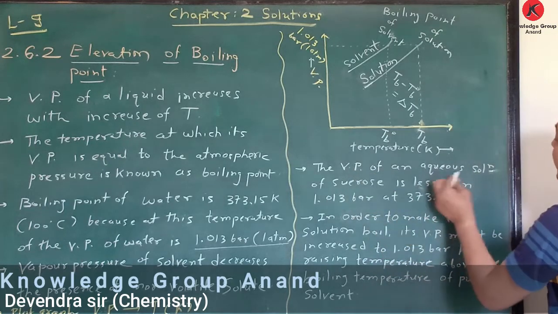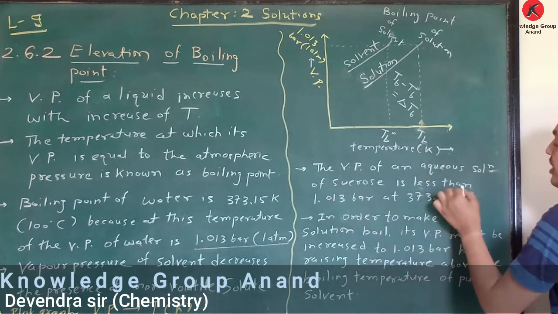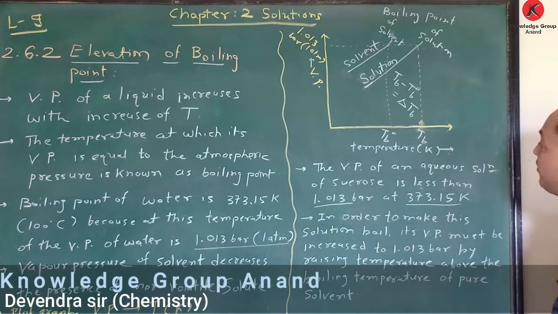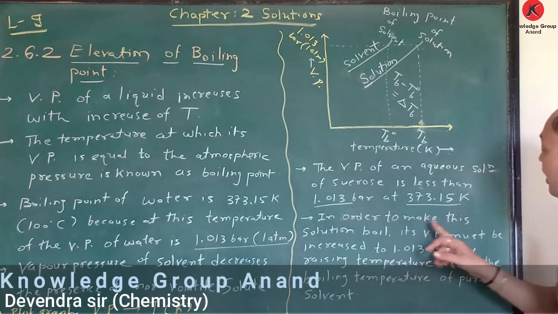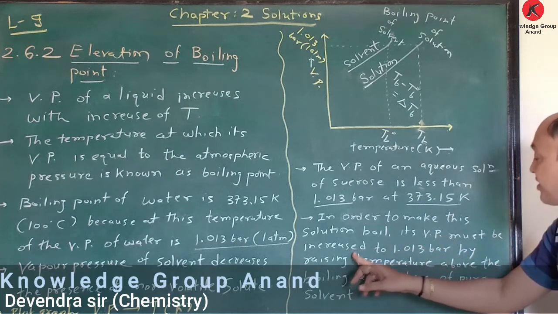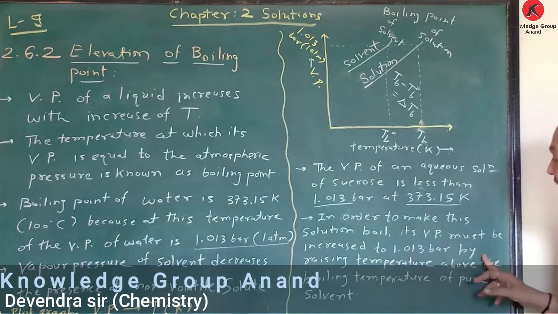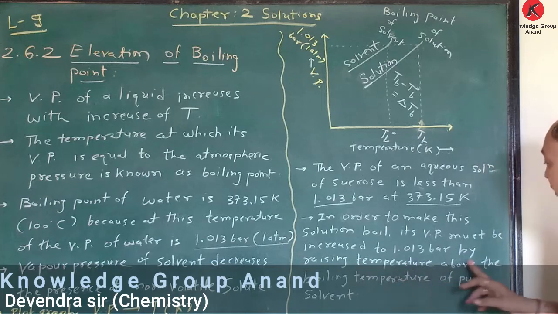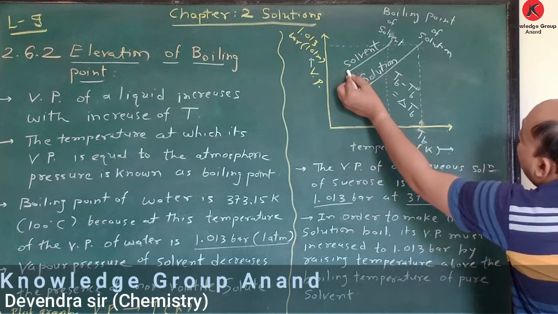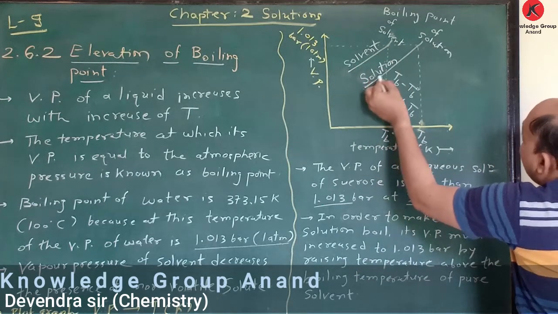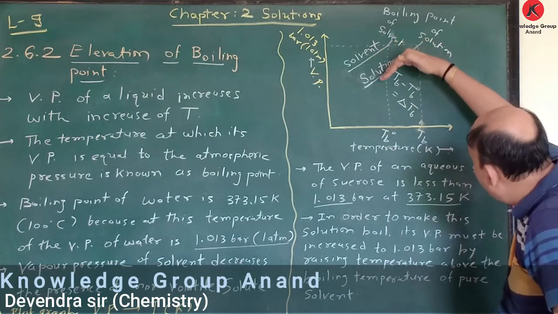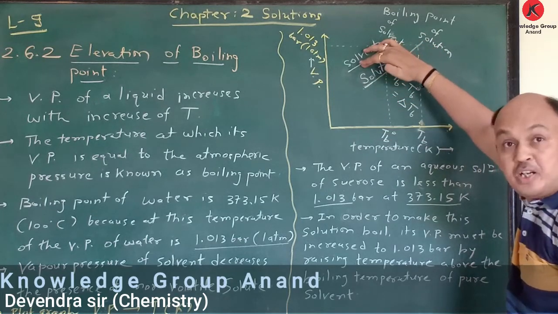The vapor pressure of an aqueous solution of sucrose is less than 1.013 bar at 373.15 Kelvin. In order to make this solution boil, its vapor pressure must be increased to 1.013 bar by raising the temperature above the boiling temperature of the pure solvent. Understood once again? Here this is a solvent and this is a solution in which we add 1 mole of sucrose, so the vapor pressure becomes lower for the solution and higher for the solvent.